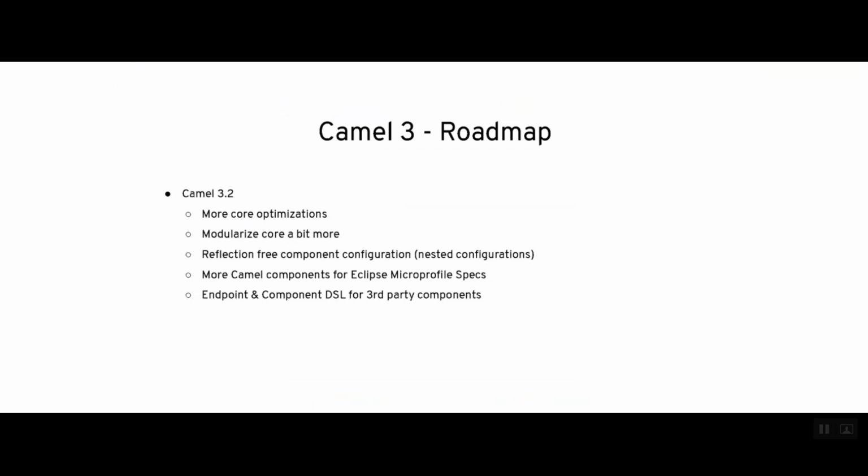Yes, thank you very much, Andrea. So let's take a look at the roadmap for the upcoming Camel 3.2 release. I have mentioned it before, we'll continue doing optimization inside the Camel core. We identified a few places where we can even modularize Camel core more, so maybe we get more like 35 or 36 modules instead of 34.